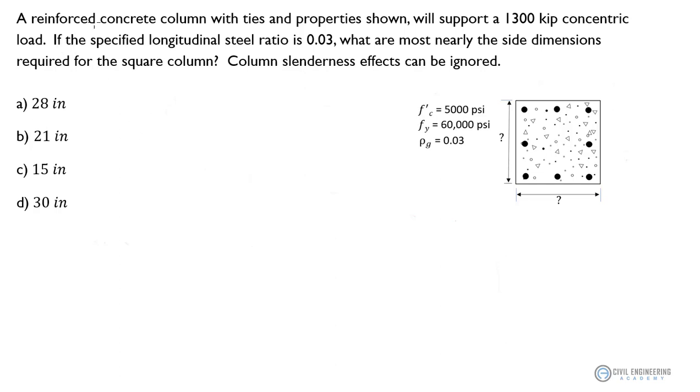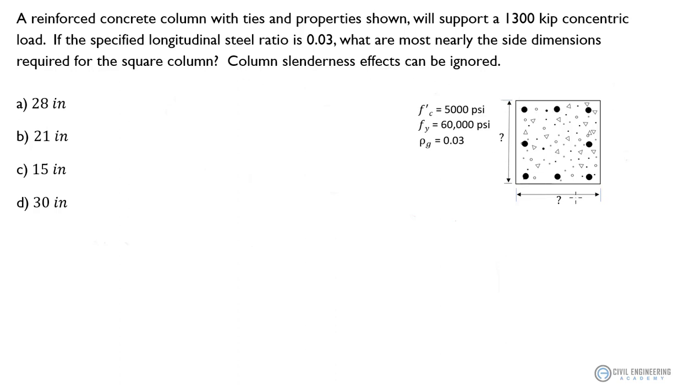The problem reads like this: a reinforced concrete column with ties and properties shown will support a 1,300 kip concentric load if the specified longitudinal steel ratio is 0.03. What are most nearly the side dimensions required for the column? And column slenderness effects can be ignored.